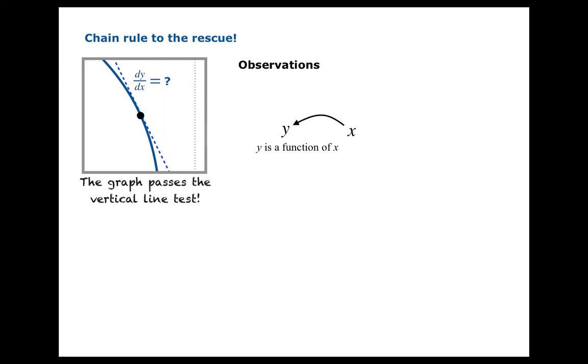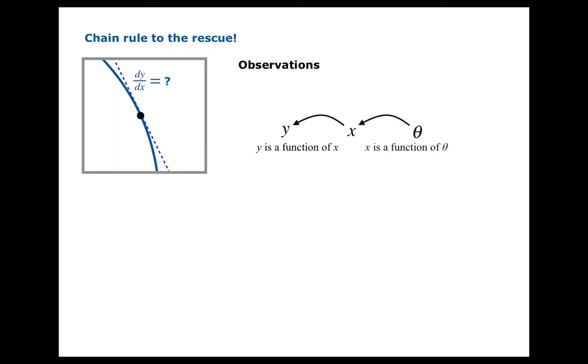So how are we going to go about finding dy dx? In a nutshell, the chain rule will come to the rescue. So how does that work? We're going to make a few observations. The first is that at least for the part of the graph we've chosen, y is a function of x. Why? Because we chose a point where the tangent slope's not vertical, so nearby the graph passes the vertical line test. So y is a function of x, even if it's implicit.